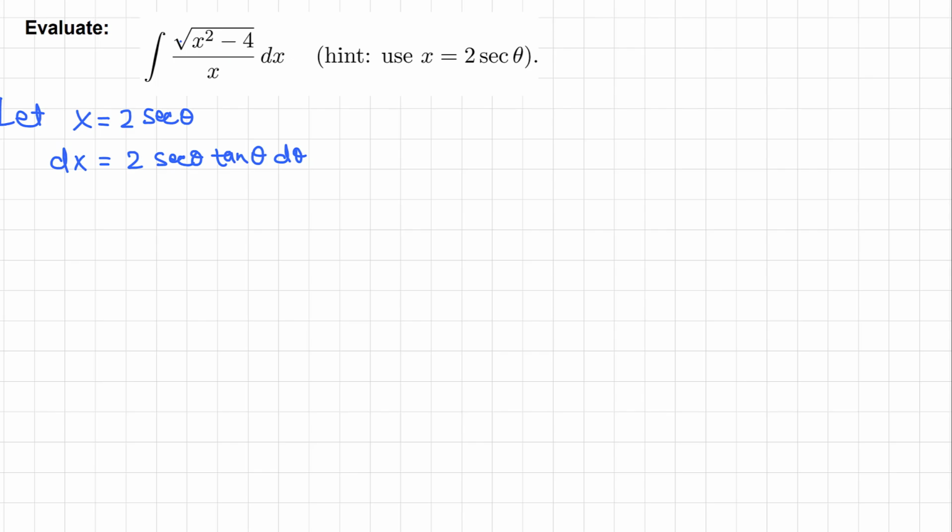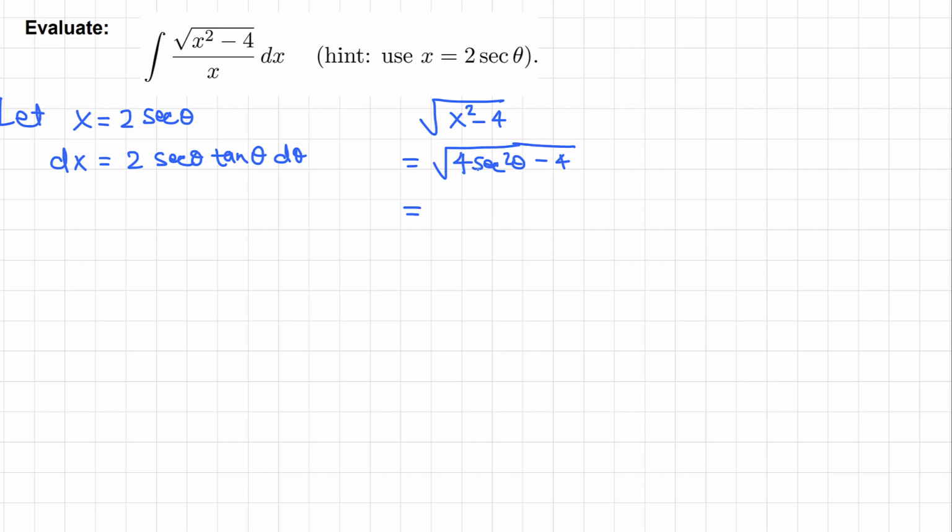Okay. Then let's plug in here, but we can work a little bit. Square root of x squared minus 4. Let's look at that. What is the square root of x squared minus 4? With this substitution, x squared means 2 secant theta squared. So 2 squared is 4 secant squared theta minus 4.